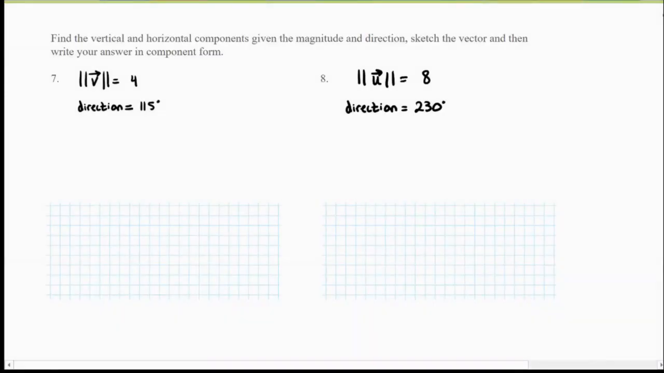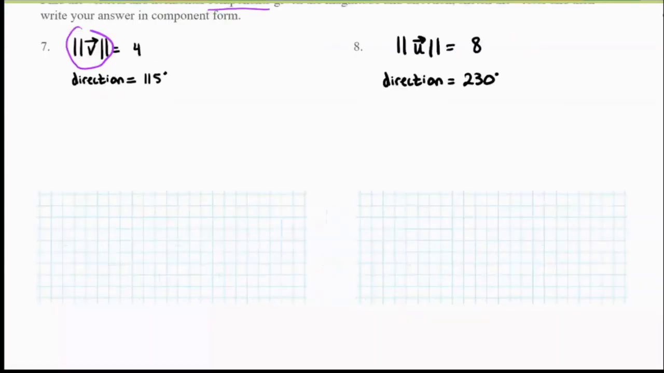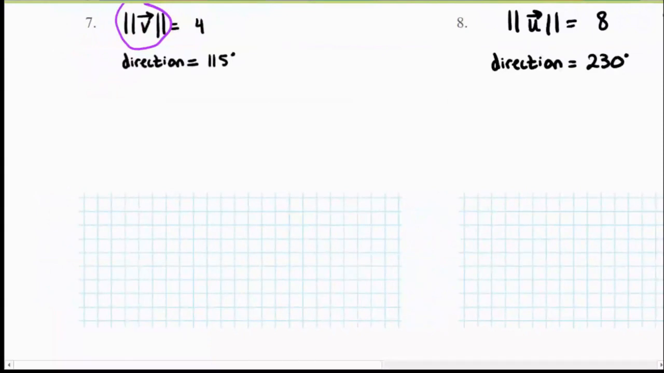Here we're asked to find the components when we are given the magnitude and direction of a vector. In this case, I oftentimes think it's helpful to sketch it out and then deal with it from there. To start, I'm going to do this first one, where the direction is 115 and my magnitude is 4. Remember with the direction, I'm always starting from 0 degrees. So 115 is past 90 degrees, but not all the way to 180 degrees. So I'm going to sketch it like that.